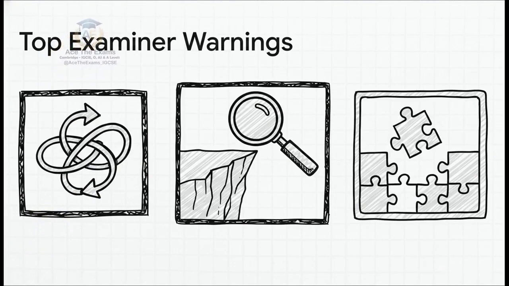Second, students always forget to check boundary conditions and edge cases. In computer science, what happens at the absolute limits of your data, like, say, an integer overflow in an 8-bit register, that is literally everything. And third, answers that aren't specific to the question's context. Generic textbook answers just won't cut it.